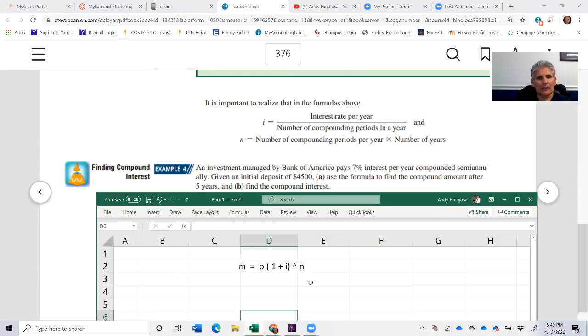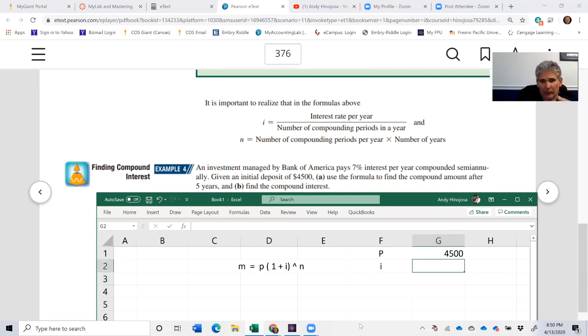Let's take a look. We can use the formula M equals P, open parentheses, 1 plus I, close parentheses, to the power of N. I use the caret representation, that means to the power of N. I can't write it small. I probably could, but it would take too much time. All we have to do is plug in the variables. In this case, P is equal to the principal. Looks like it's $4,500.